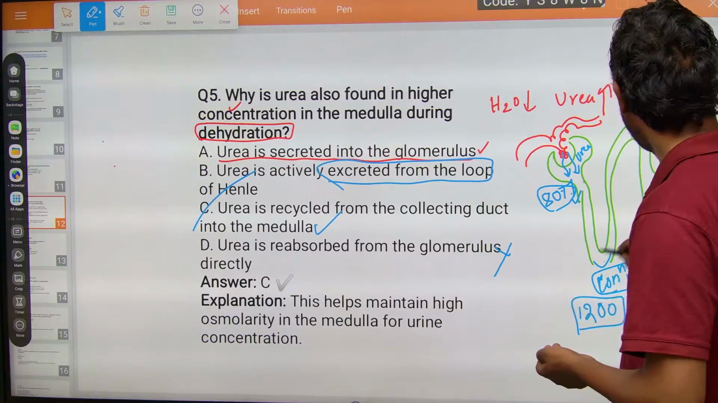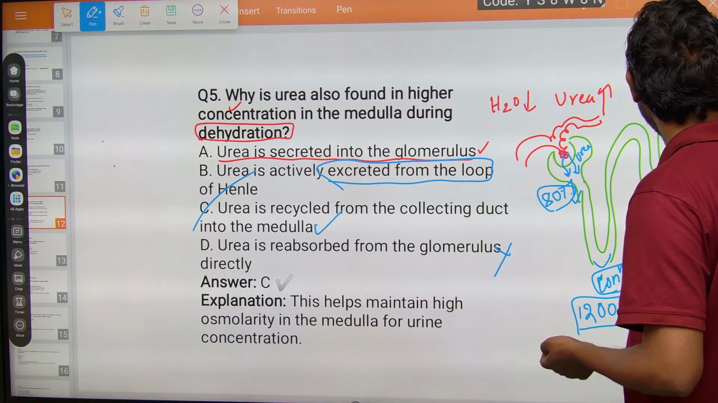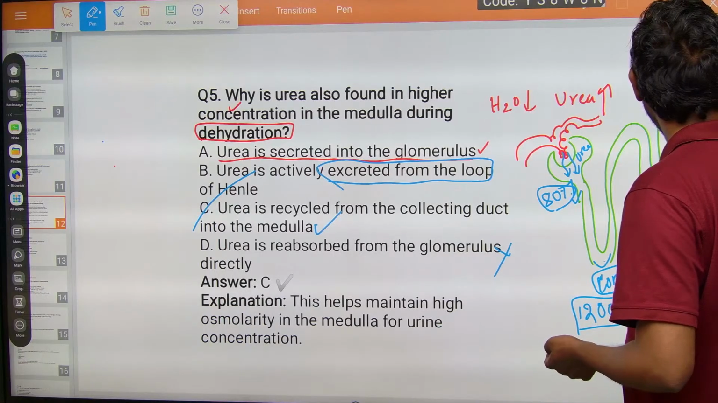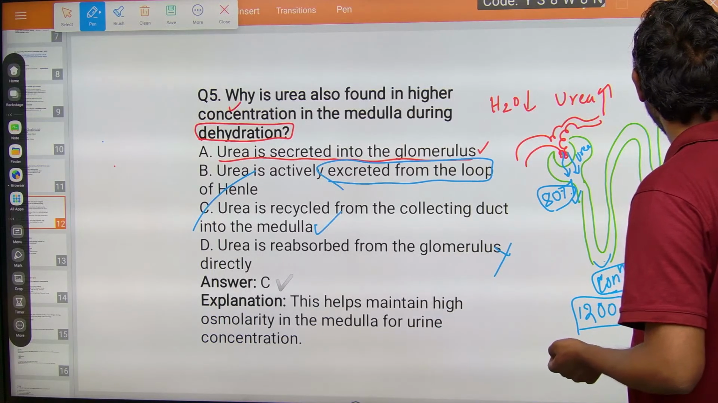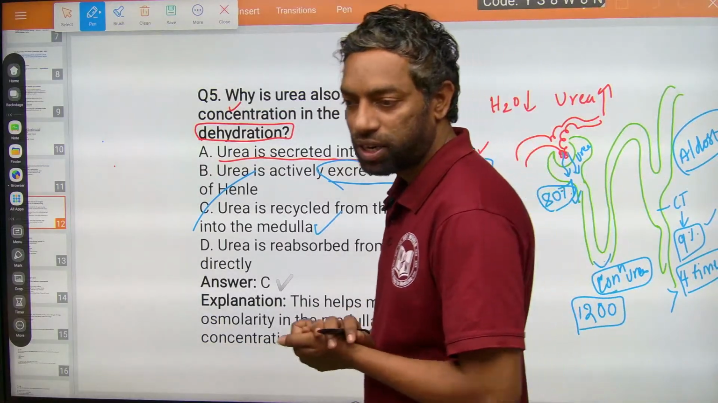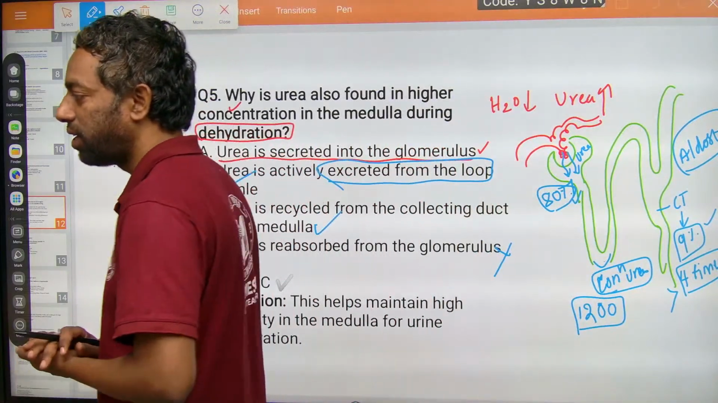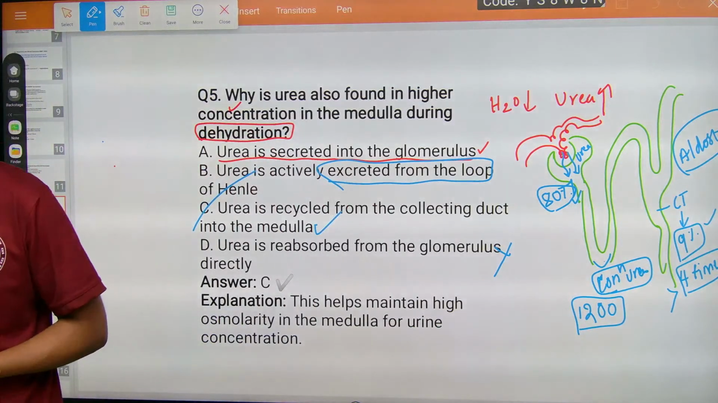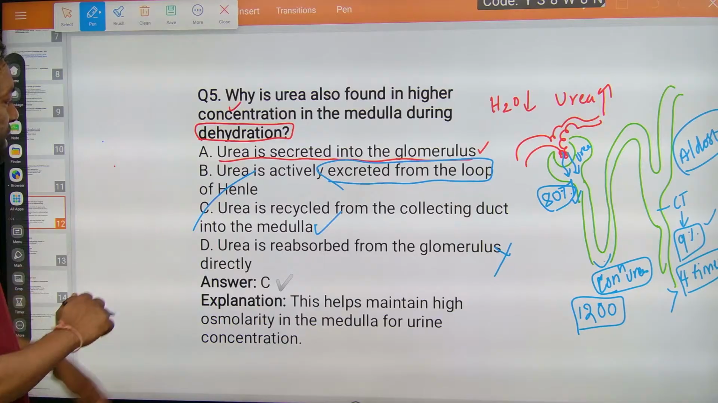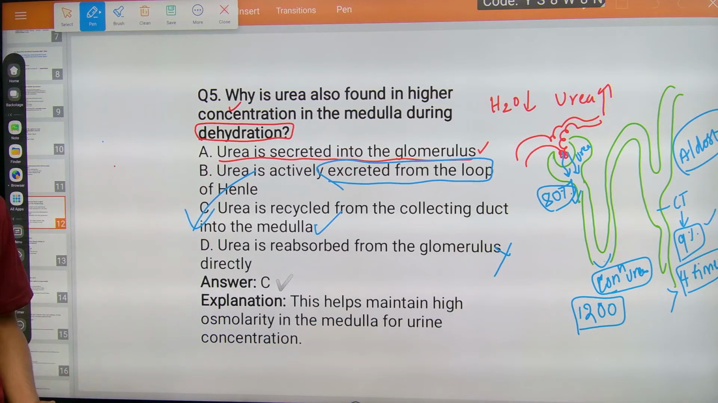Under the hormone aldosterone, reabsorption is going to take place in the collecting duct again, meaning repeatedly. I hope you guys understand this. Got it? Yes.